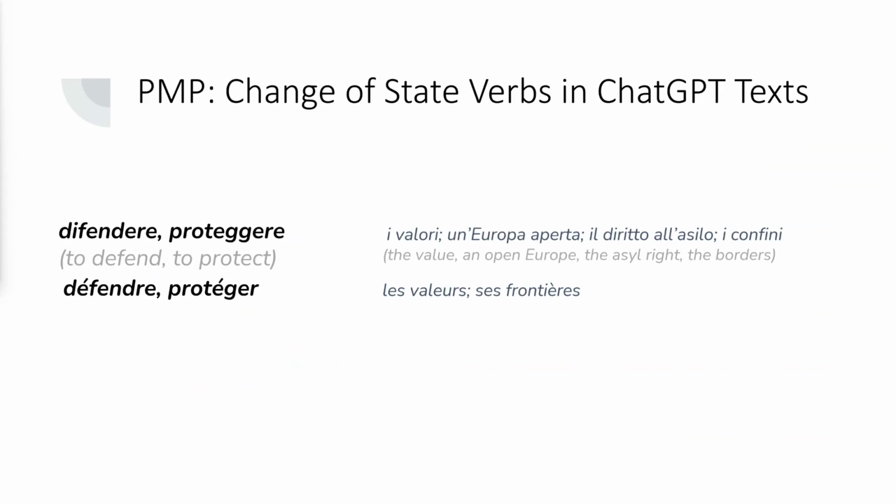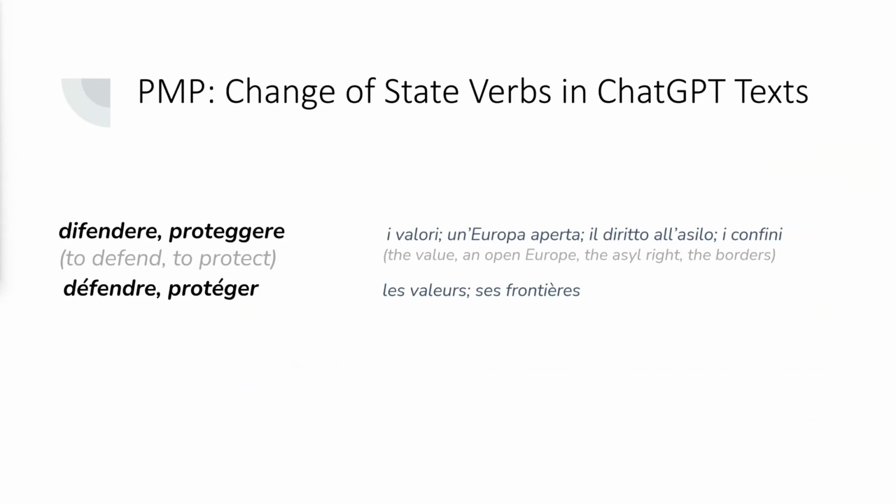As I said before, "defend," "protect," but also "build" are part of these verbs. And we see that normally these verbs build a collocation, so the existence of a verb with a noun object. In this case, for example, "to defend" mostly collocates with "values" or "an open Europe," "asylum right," or "the border." And the same verbs are used by all politicians and by ChatGPT, in all languages. So the same schema is generalized over language borders and over politicians' visions.